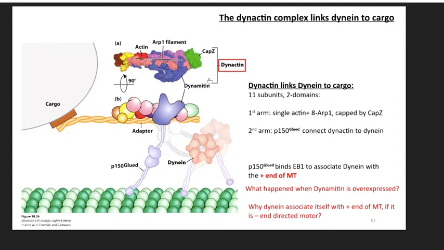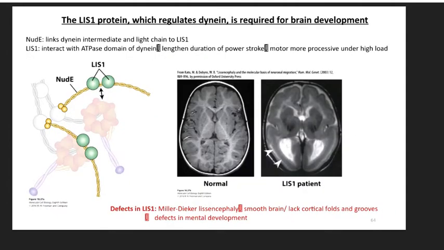This is pretty much the same with an extra piece of information. What happens when the dynamitin is overexpressed? As the name suggests, with dynamite, this will explode and separate the units. 2 molecules are involved, NudE and LIS1. LIS1 defects cause this disease, Miller-Dieker lissencephaly. And the symptom is having a smooth brain, that is because of lack of cortical folds and grooves, and causes defects in mental development for the LIS1.